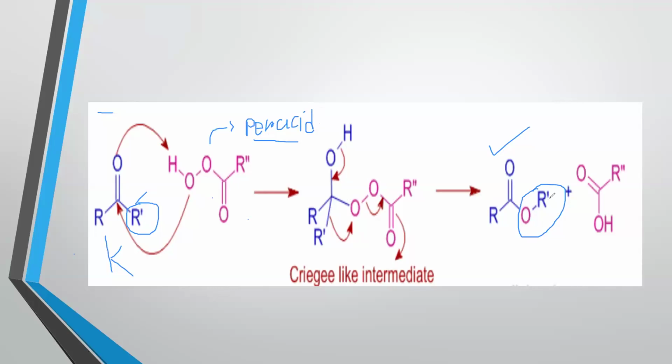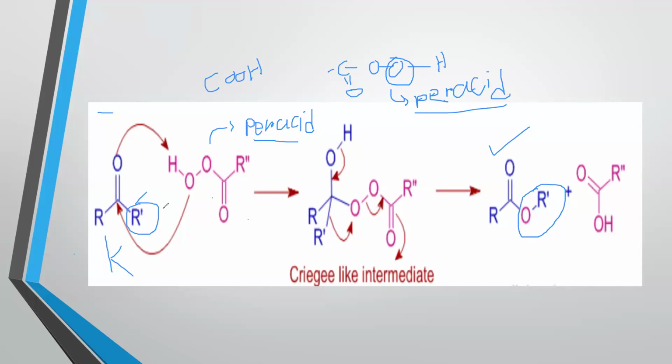Yes, Baeyer-Villiger, Manisha, very good. It's a Baeyer-Villiger reaction, right? So what happens in the Baeyer-Villiger reaction? A ketone reacts with a peracid. Why peracid? If you see a carboxylic acid, it is COOH. And if you see a group like this, one extra oxygen is there, and that's why we call it a peracid.